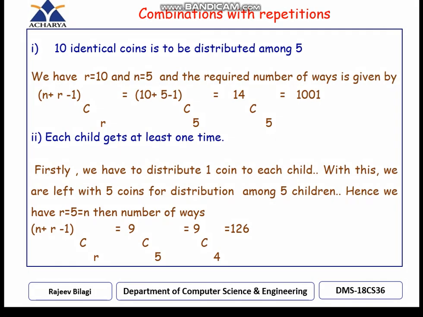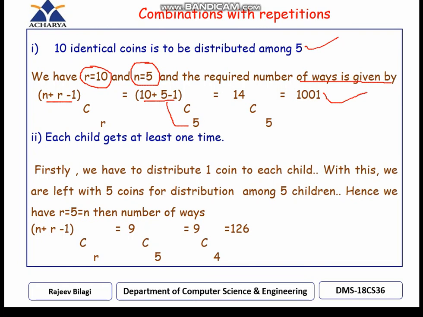In the first case, 10 identical coins are to be distributed among 5 children. So n is equal to 5. Out of these 5 people, I have to distribute 10 coins, so r is equal to 10. The required number of ways is given by (n plus r minus 1)Cr. That is 10 plus 5 minus 1, 14C5, which is 1001.